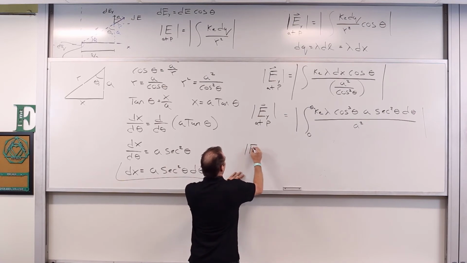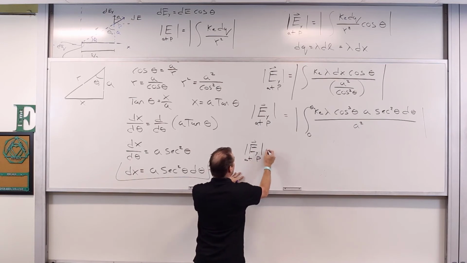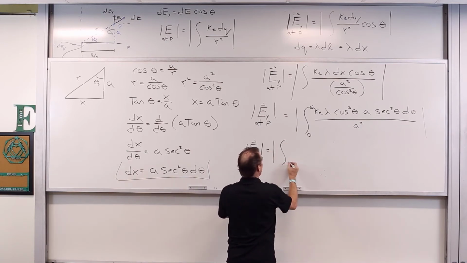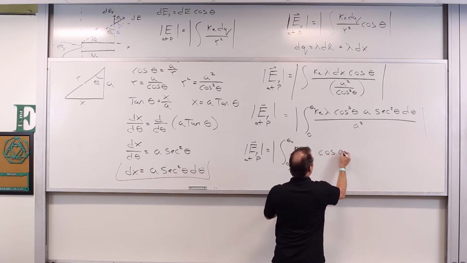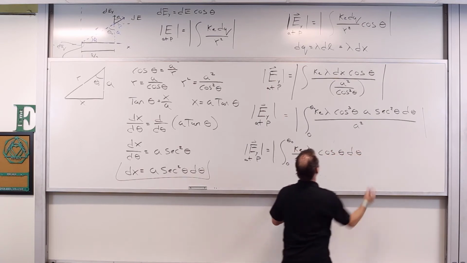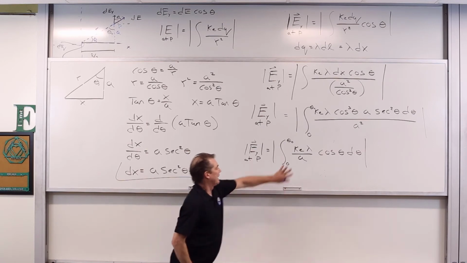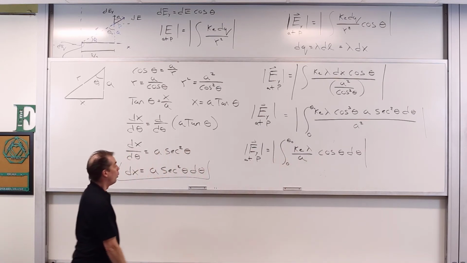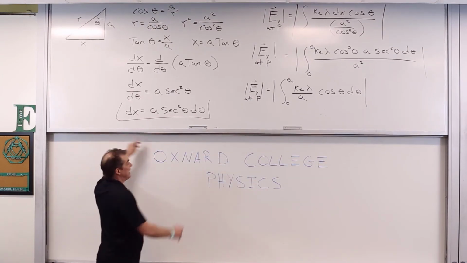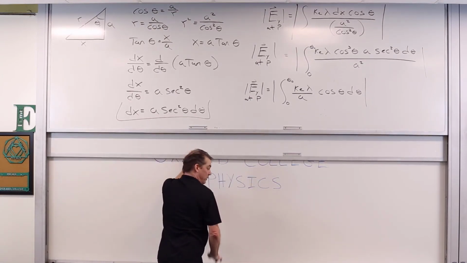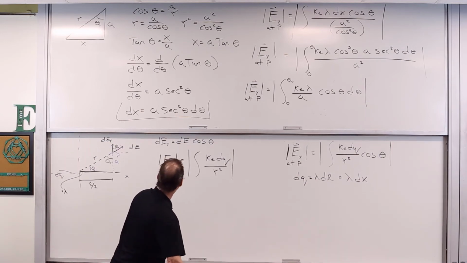We've got the magnitude of E sub y at the point P due to half the distribution is equal to the integral from 0 to theta sub 0 of k sub e lambda divided by a times the cosine of theta d theta. Again, this is just a constant. Whoa, that looks pretty easy all of a sudden, right? Now you just have to integrate the cosine of theta. Wow, that's pretty simple.